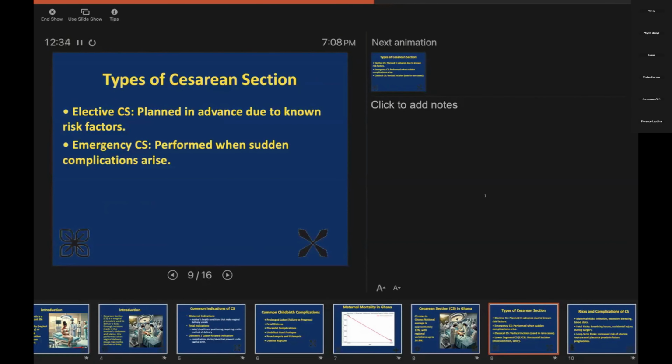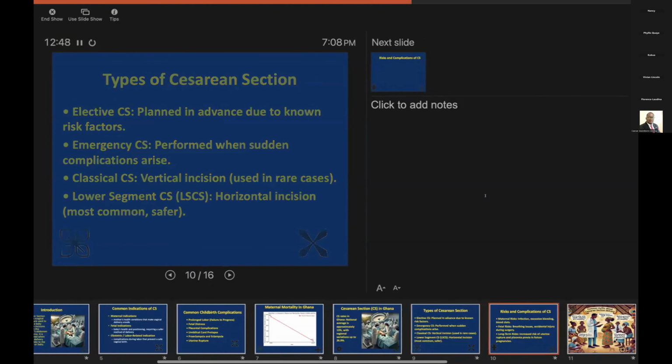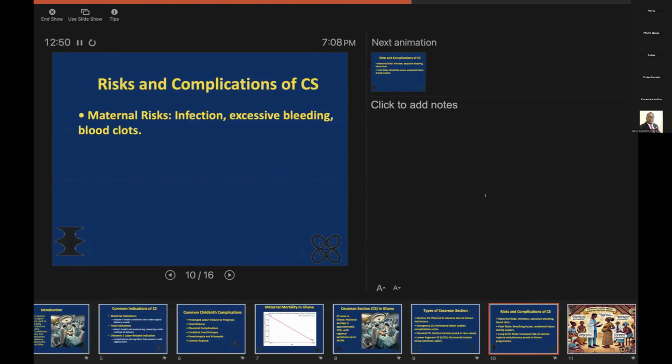We have some emergencies where we have to deliver the baby or the mother immediately to save both the mother and child. We can make a transverse incision on the womb, or a vertical incision, which I don't think I should stress on. Every surgery comes with its own complications, for which we counsel the couple or the pregnant woman before we go for cesarean section.